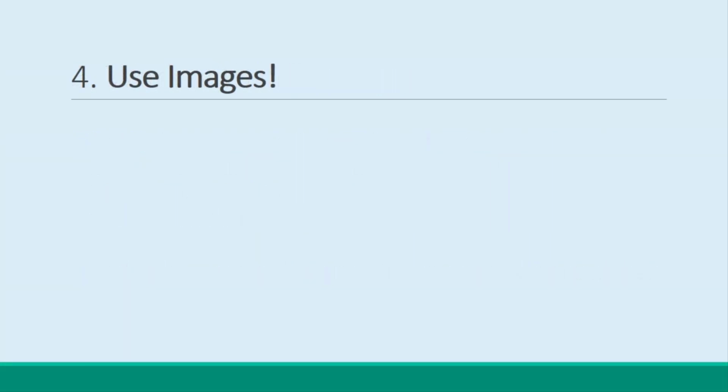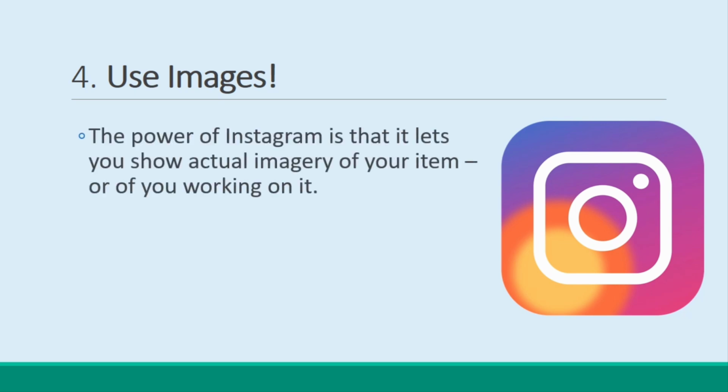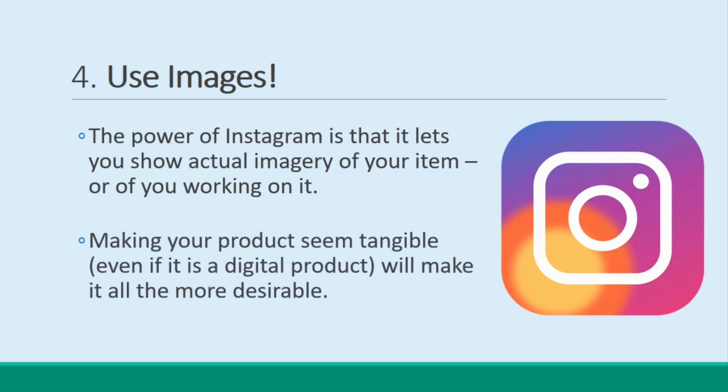Use images. Instagram is one of the most powerful platforms for building hype about a launch. Why? Because it lets you show actual imagery of your item, or of you working on it. Making your product seem tangible, even if it is a digital product, will make it all the more desirable.